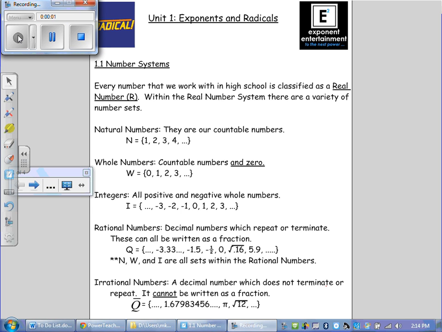Okay, so the first thing that we're learning is exponents and radicals, and the first part of that is number systems. It's a pretty quick lesson. You guys will get your assignment afterwards. It'll come right off of this notebook.